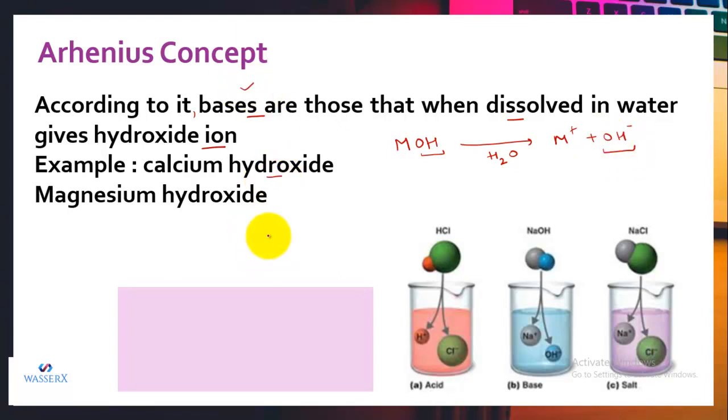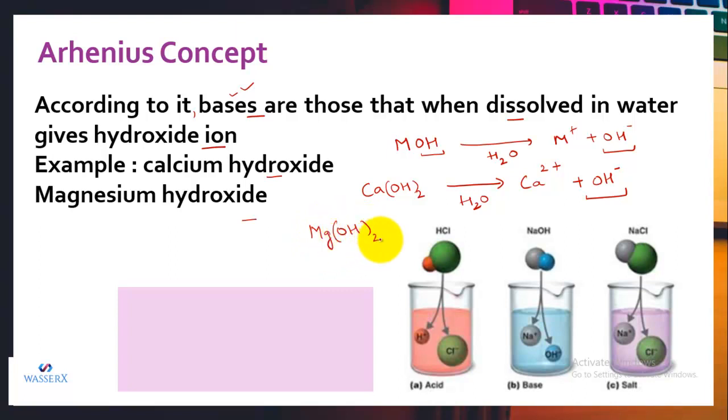Like we have calcium hydroxide. The formula for calcium hydroxide is Ca(OH)2. When it is dissolved in water, it breaks accordingly and forms calcium ion and hydroxide ion. As you can see, it liberates hydroxide ion, so that means it is an Arrhenius base. Similarly, we have magnesium hydroxide. The formula for magnesium hydroxide is Mg(OH)2. When added to water, it also breaks accordingly, producing magnesium ion and hydroxide ion. So again, it is an Arrhenius base.